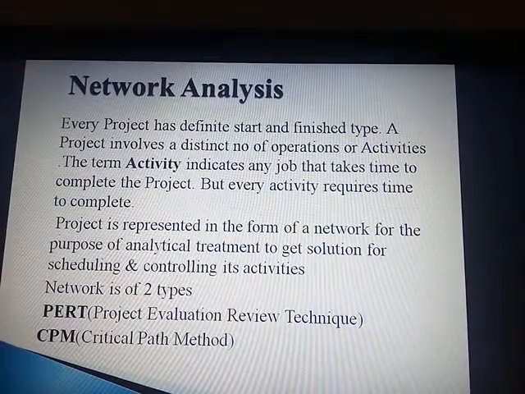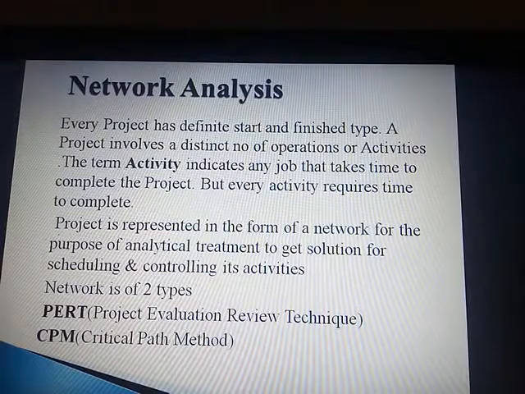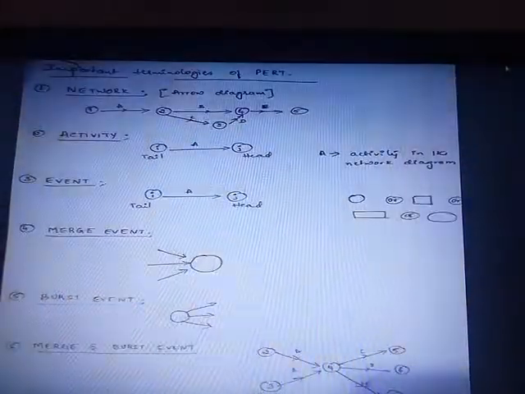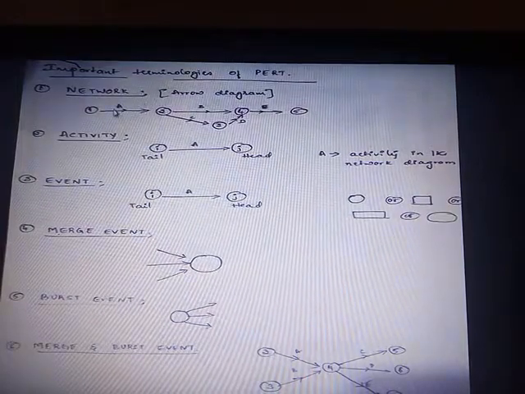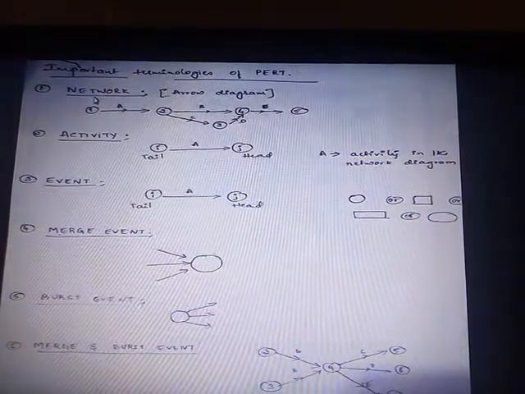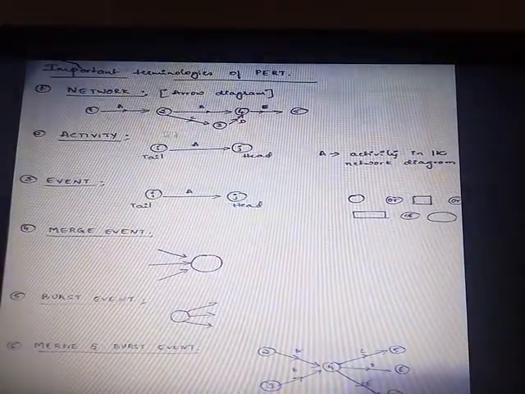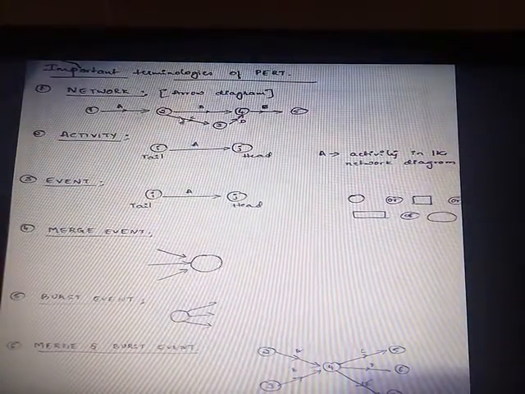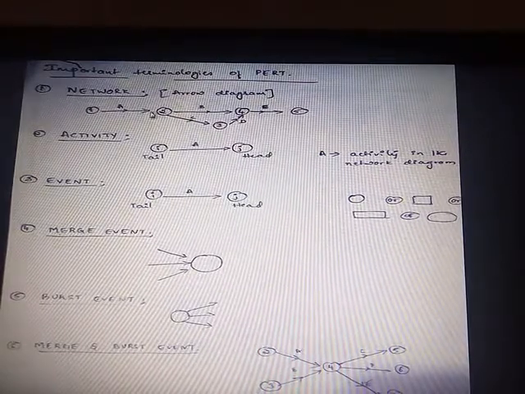Before construction of a network, some of the important terminology should be known in the PERT and CPM concept. That is the important terminologies of PERT. The first one is network. This network is also known as an arrow diagram because this network is constructed by using arrows. You can see the arrows here, right? This is known as an arrow.